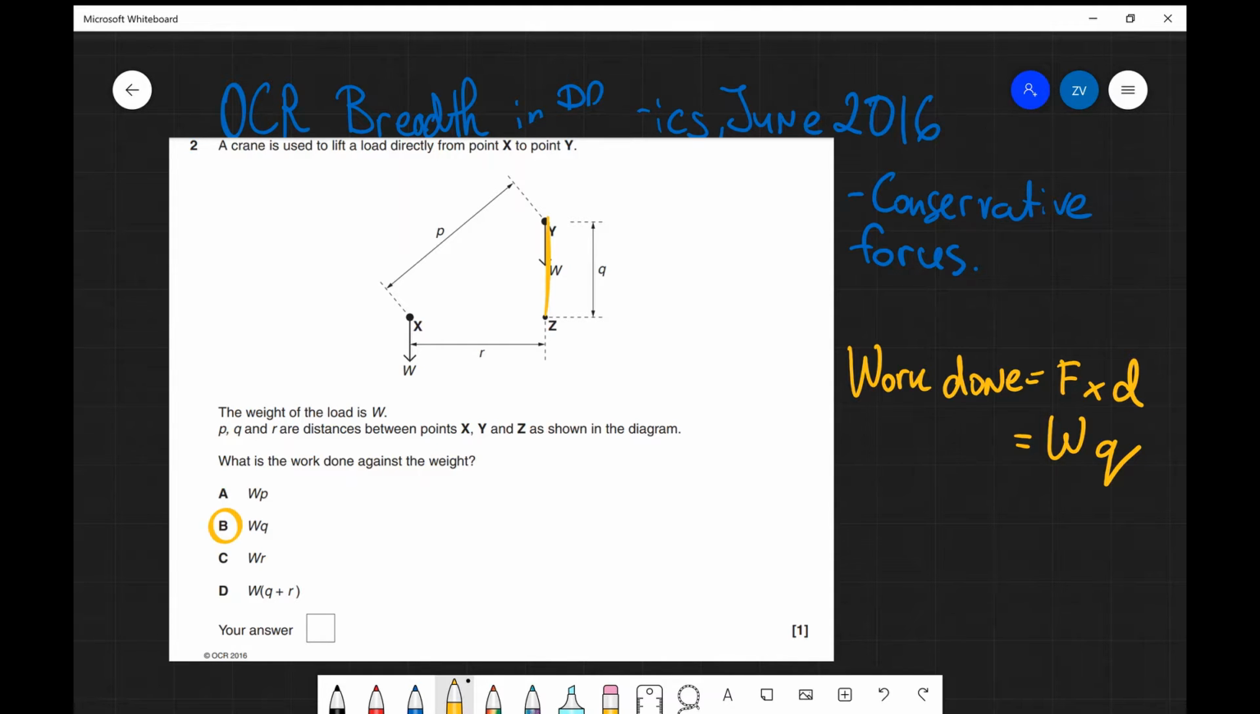So let me just write that. So that's B. Just a note, for example, if we're asked to determine the work done between, let's say, X and Z, along this path over here, and if there was a different force acting along here, then the work done would be FR, because R is the distance between them. So hopefully that makes sense. Let's move on to the next question.